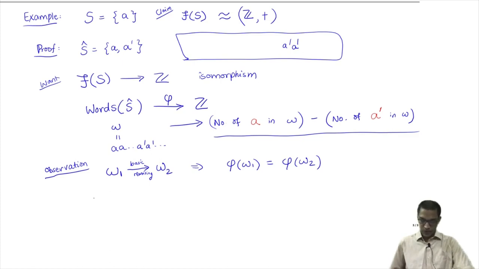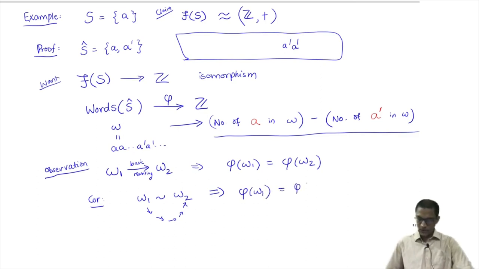Now, as a corollary to this observation, if I have two words which are equivalent under the equivalence relation, which means I can go from W1 to W2 by means of a sequence of basic rewriting rules, I may not be able to go in one step, but still the same property holds because it holds at every step. So what does this mean?